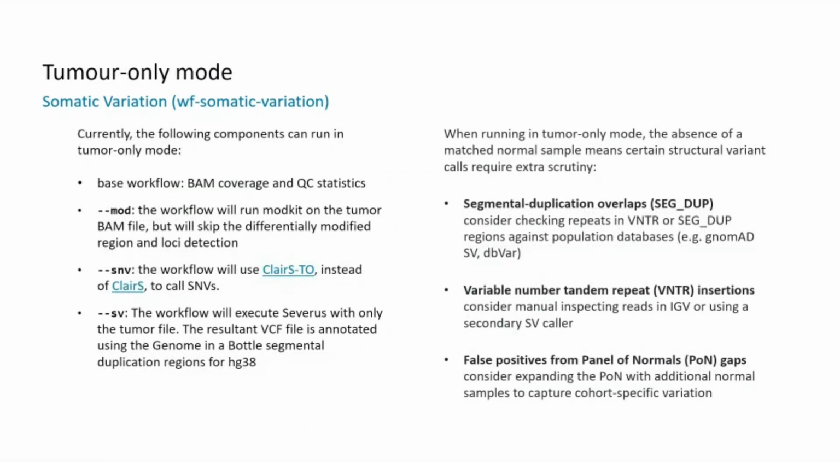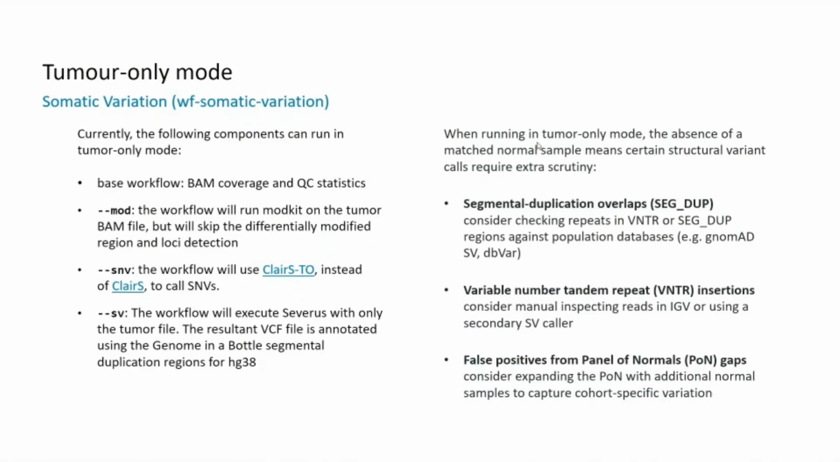So for tumor-only mode, we basically need to take care of certain things. After the updates, we are now able to identify the modified bases, the SNPs, and also the structural variants. It's almost the same as the paired tumor-normal analysis pipeline, just that the software used might be slightly different.